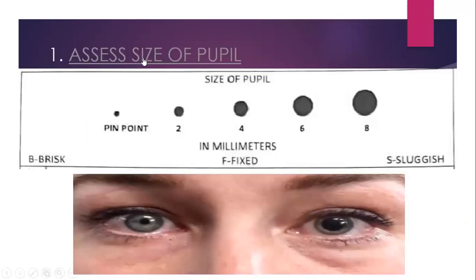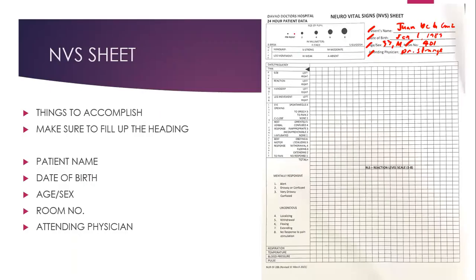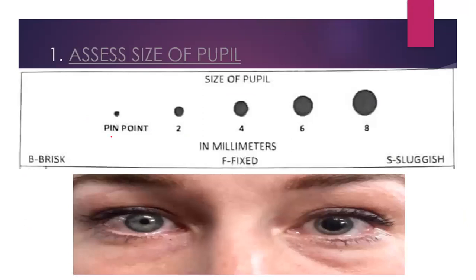Now, in assessing for size of pupil. On the back of your paper, you will find a cheat sheet for the size. So you have pinpoint, 2, 4, 6, 8. And then you will assess the constriction of the eyes. This is the pupil, the black one. It can be brisk, fixed, or sluggish. Brisk, fixed, or sluggish. All right? So, I will let you see a video of how to assess it. Let me just stop sharing for a moment.